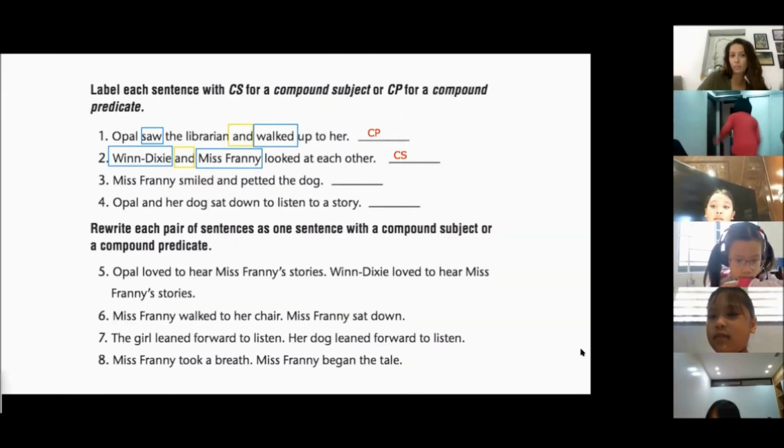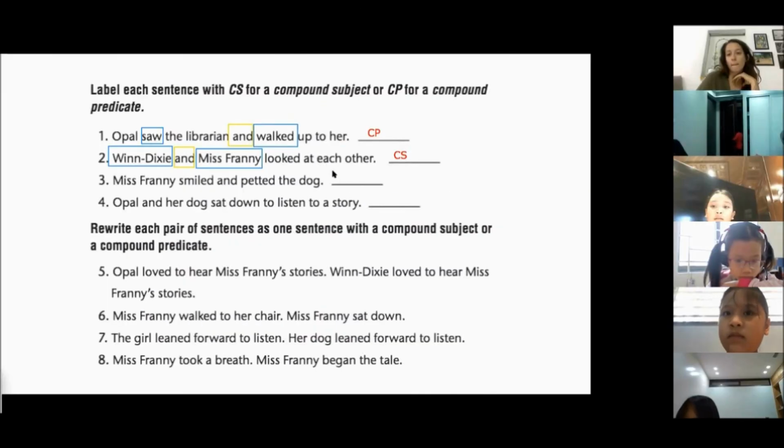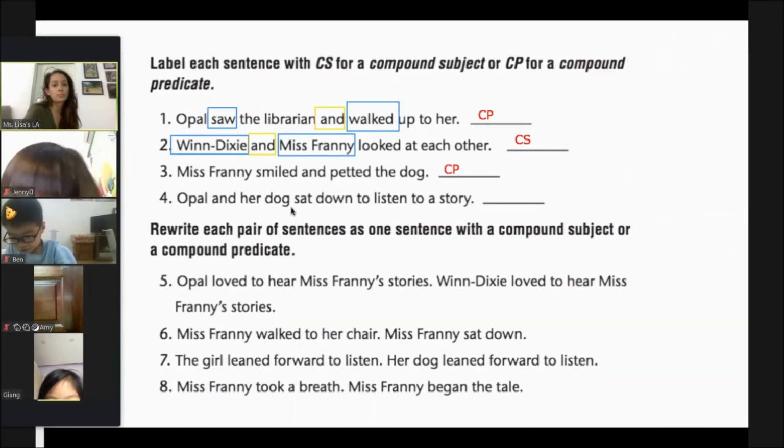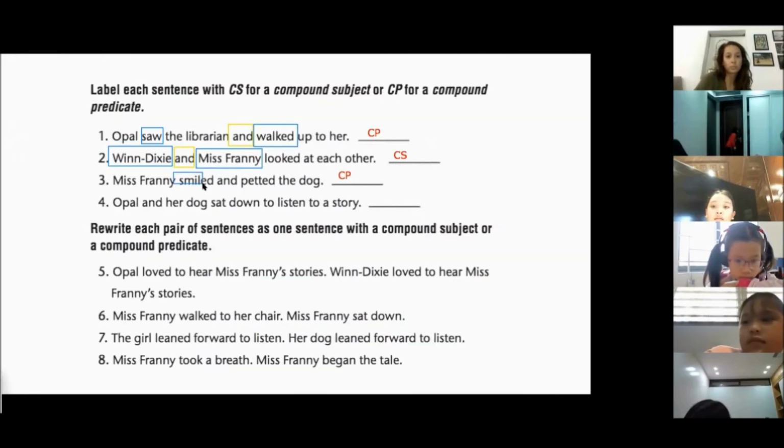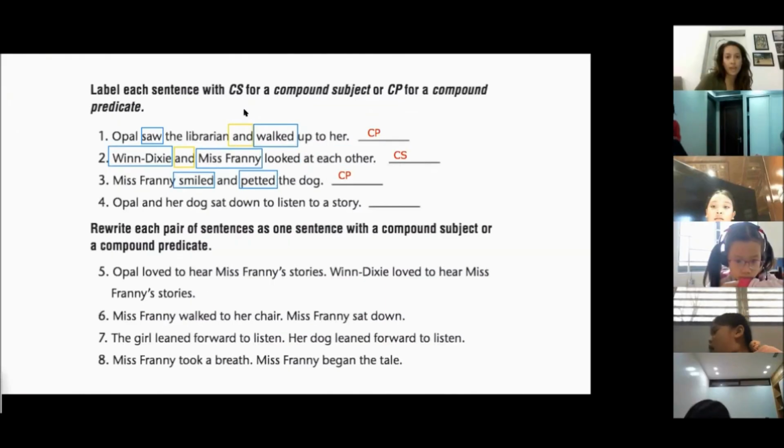Can you read number 3, please? Miss Franny smiled and petted the dog. Compound subject or predicate? Compound predicate. Good job. And what two verbs or what two actions are happening here? Smiled and petted. And do we have a joining word? And. Good job.